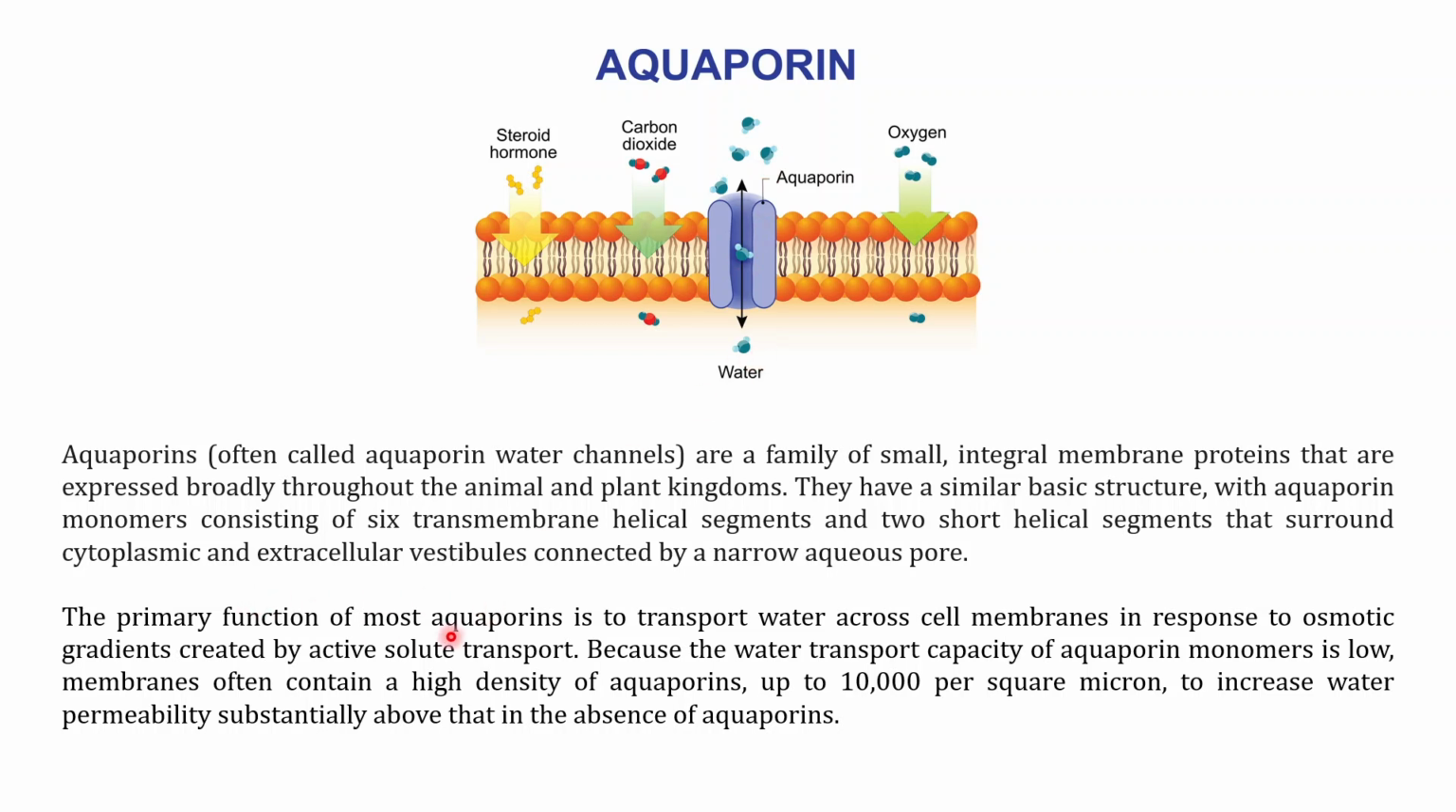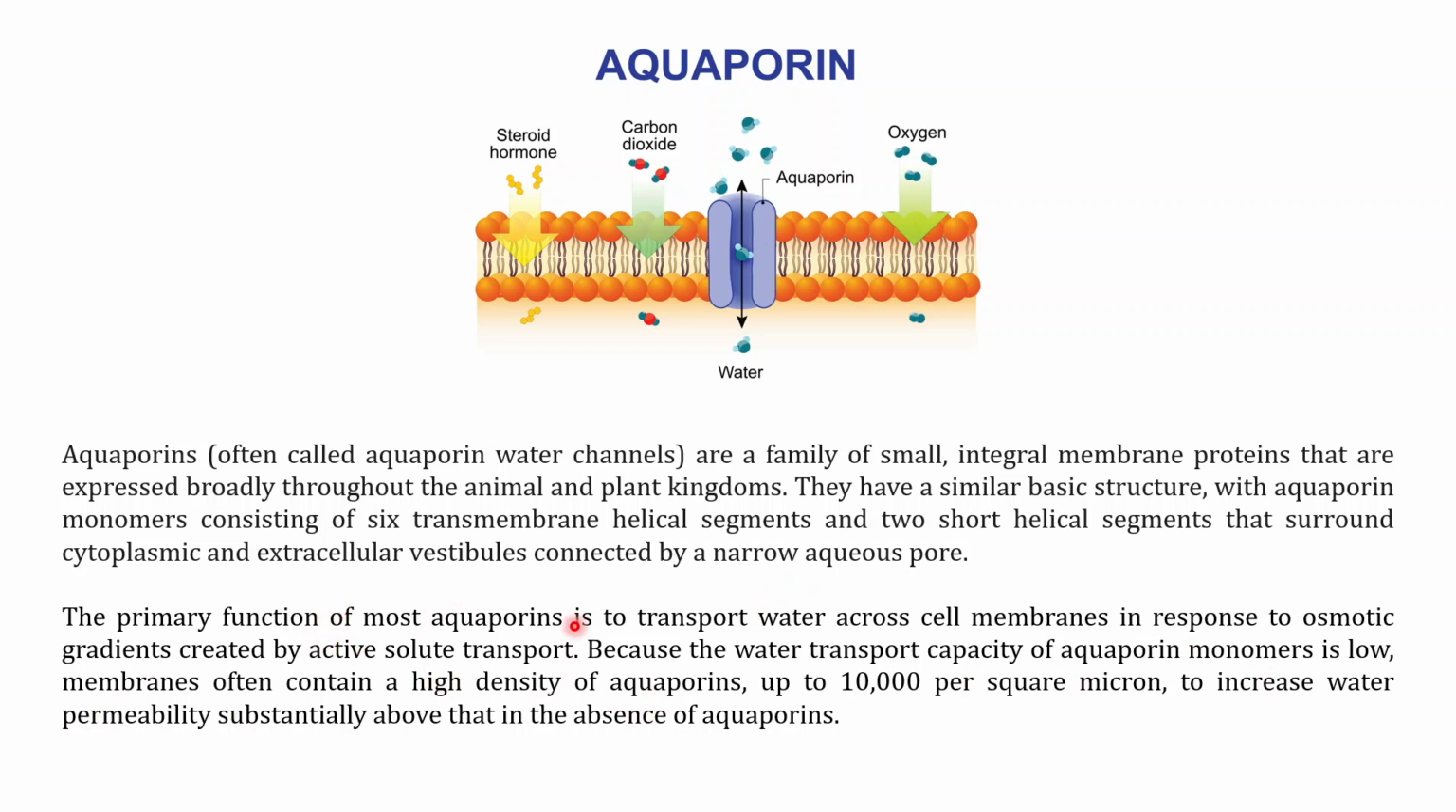So the primary function of most of these aquaporins is to transport water across cell membranes. And it's very important to be able to do that because you have this lipid bilayer, right? Inside, it's pretty hydrophobic. So you do need these kinds of channel transporters that can allow the free movement of water. Okay, so this allows water movement in response to osmotic gradients, right?